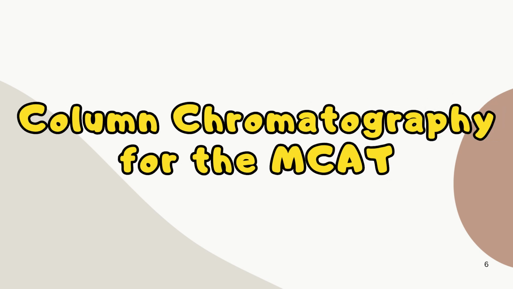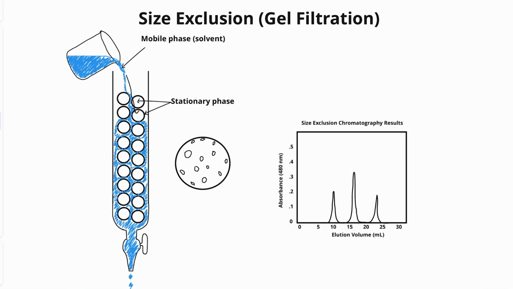In this video, we're going to go over size exclusion, ion exchange, and affinity chromatography. Size exclusion chromatography, which is also called gel filtration, separates molecules based on their size. We start off with a solution that has a variety of molecules in it that have different sizes. We call this the mobile phase.